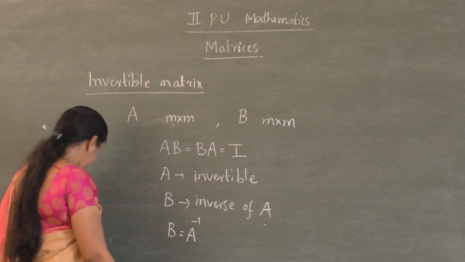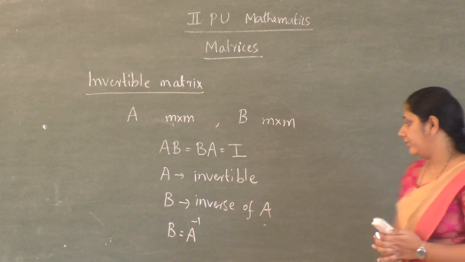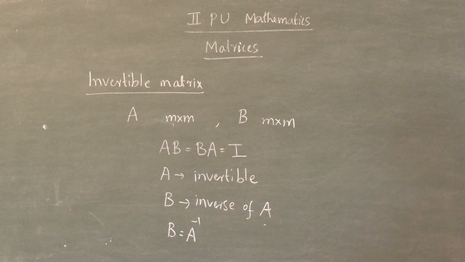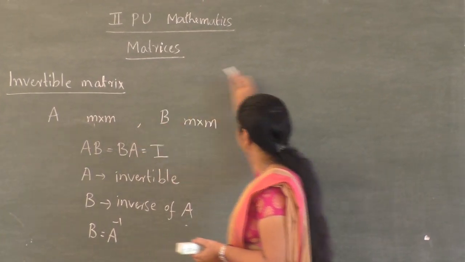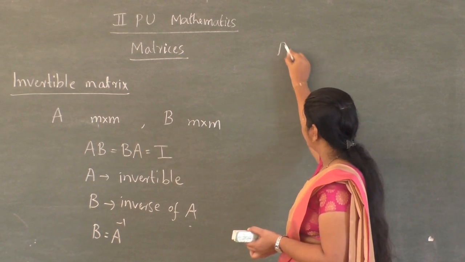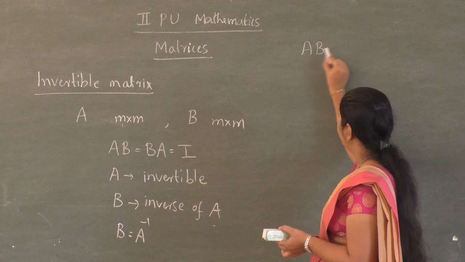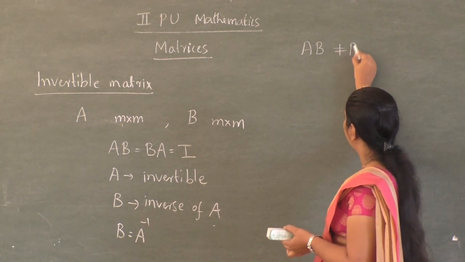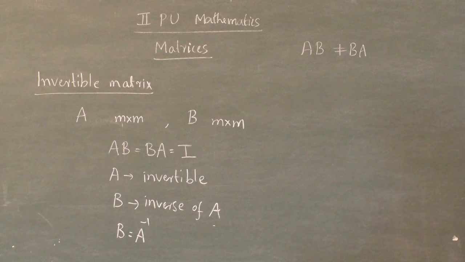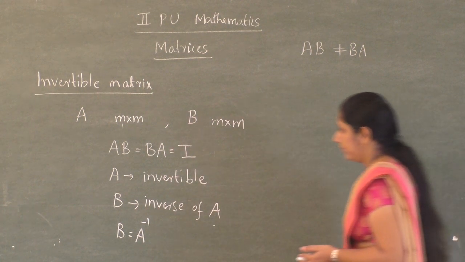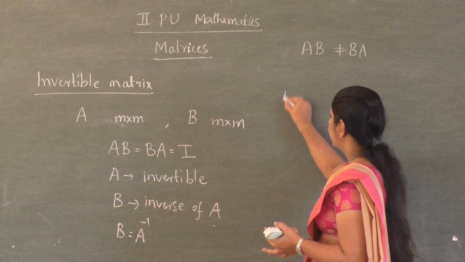From the definition, we can say that inverses exist only for square matrices but not for rectangular ones. The reason is, if matrix A is a rectangular matrix, then AB need not be equal to BA. So, only the square matrices have inverses. This is regarding invertible matrix. I will take one example.